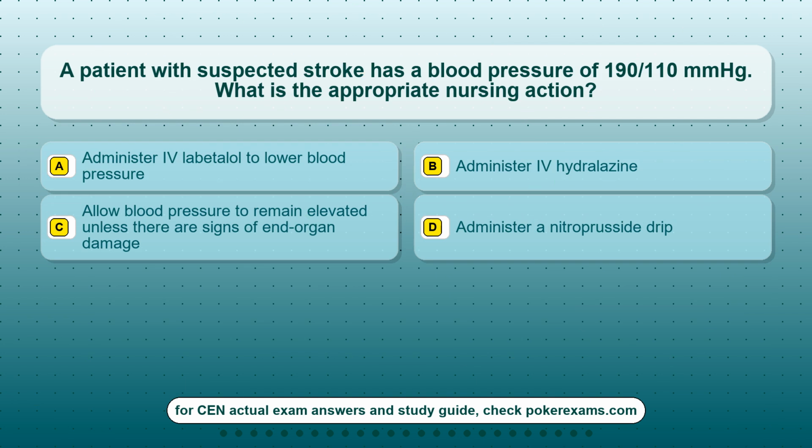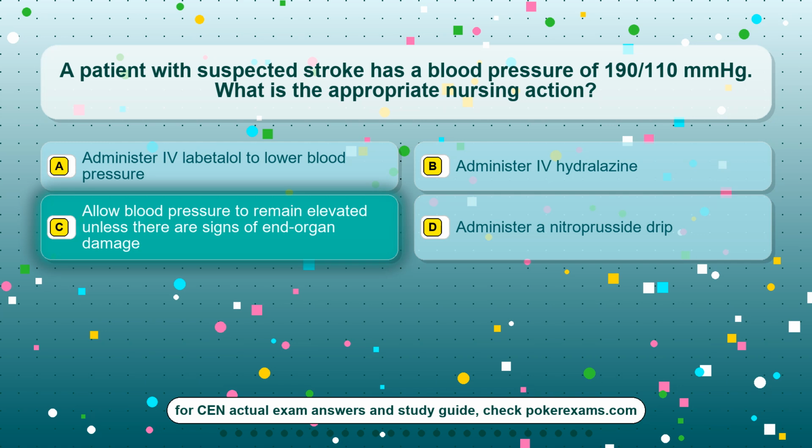Question 2. A patient with suspected stroke has a blood pressure of 190/110 mmHg. What is the appropriate nursing action? Option A. Administer IV labetalol to lower blood pressure. Option B. Administer IV hydralazine. Option C. Allow blood pressure to remain elevated unless there are signs of end-organ damage. Option D. Administer a nitroprusside drip.